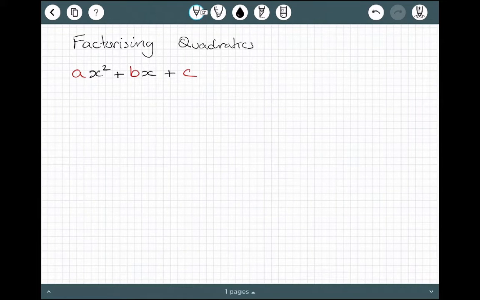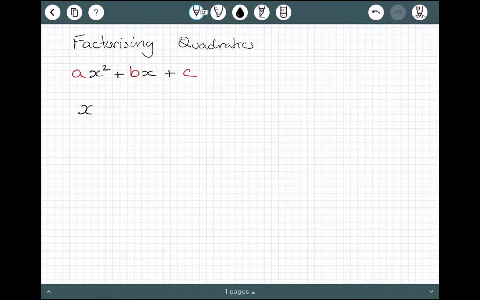A quadratic usually takes the form ax squared plus bx plus c. So if your highest order power is x squared, then it is a quadratic. The a is the coefficient of the x squared, the b is the coefficient of the x, and the c is the number that's left on its own. Now coefficient just means the number in front of, so it's the number that's multiplying the x squared. So let's have a look at a small example.